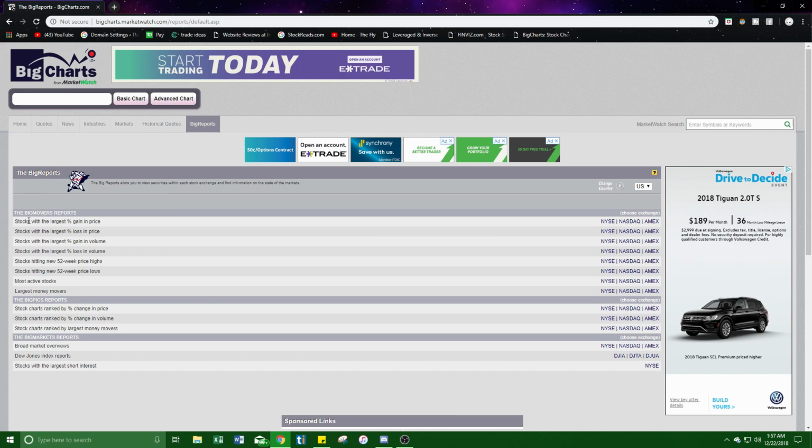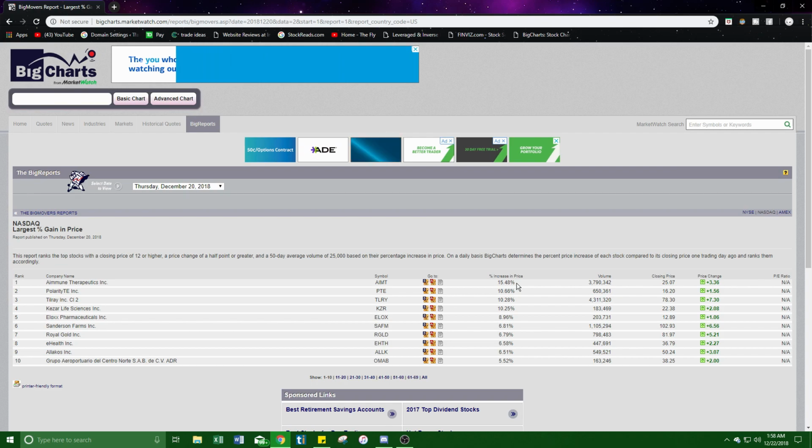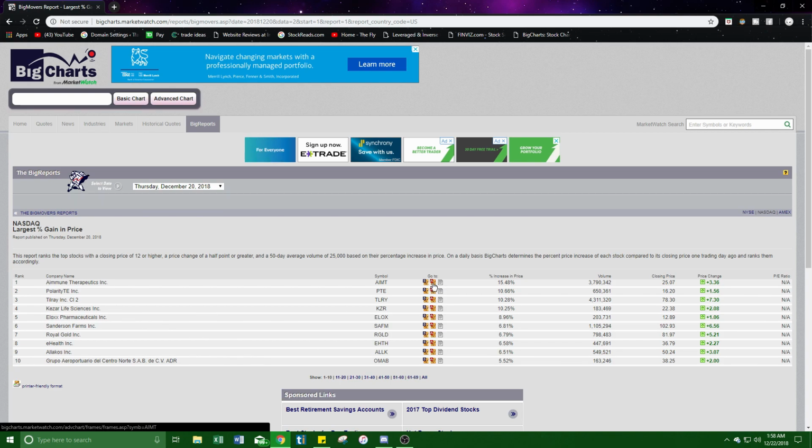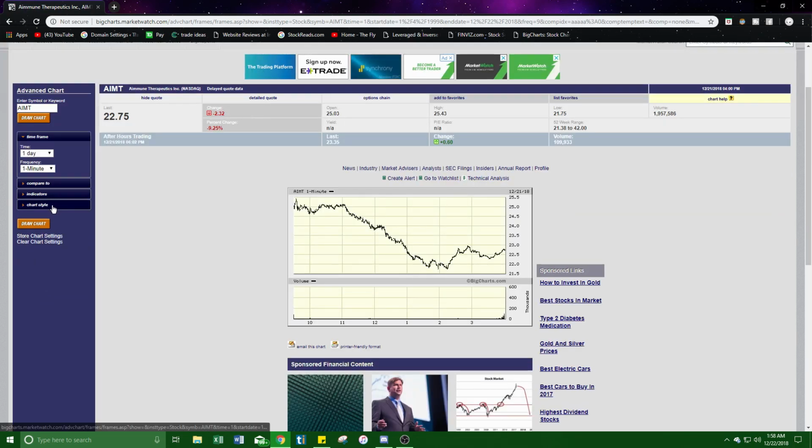So let's look real quick. The stocks with the largest percentage gain in price on the NASDAQ. And boom, there you go. Looks like AIMT had a 15.48% increase in price. The volume was 3.7 million. It closed at $25. And the price change is up 3.36%. And let's look at an advanced chart of it. Let's look at the 1 minute, 1 day. Draw chart. There it is right there.